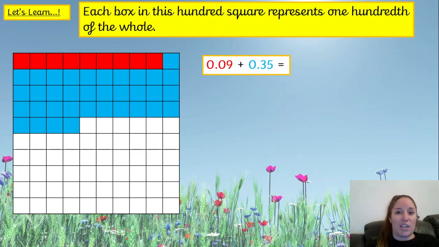How many pieces are shaded altogether? It's 0.44. So there's 44 out of the 100 pieces shaded, so it's 0.44.